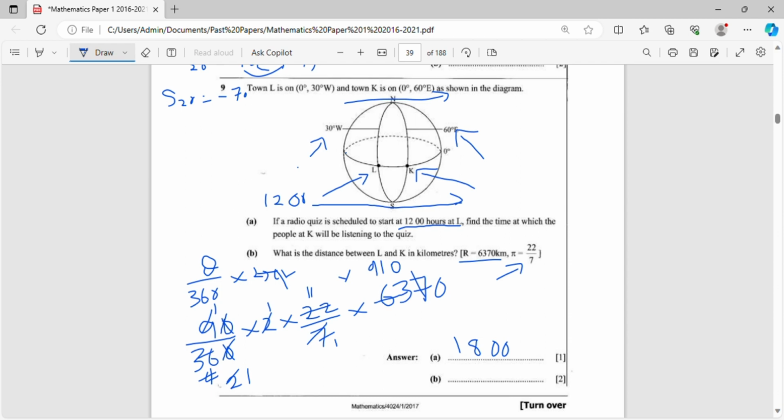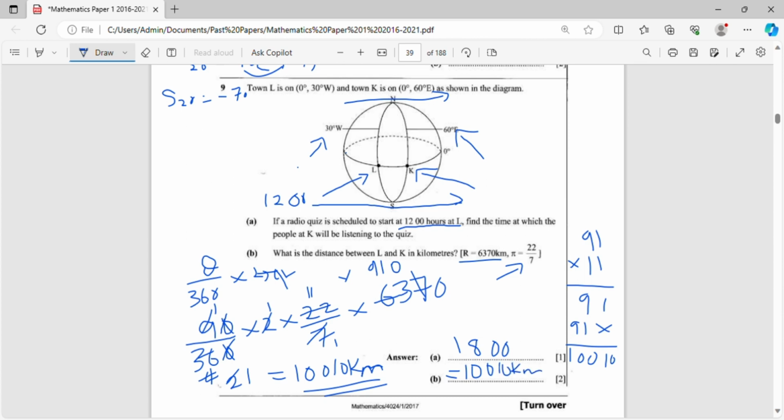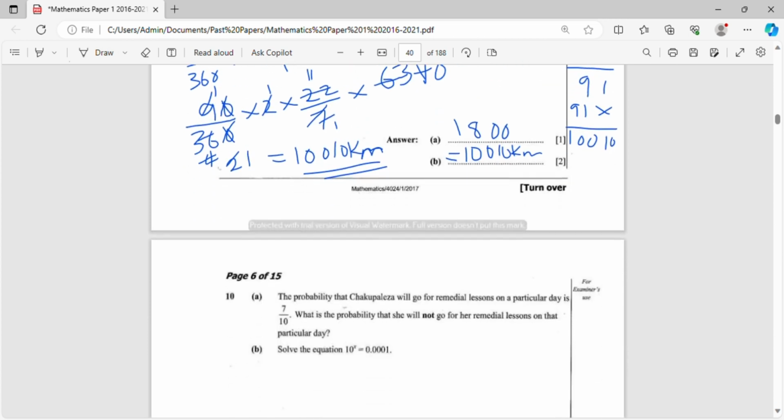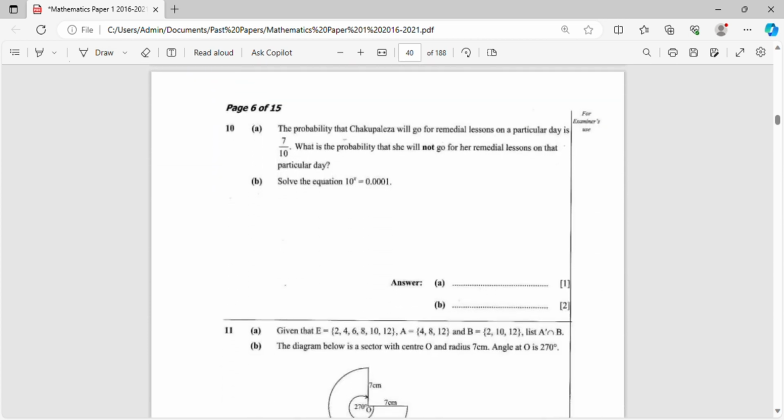So aside you can do your calculations: 910 multiplied by 11. When you multiply, our answer will probably be 10,010. So the distance will be 10,010 kilometers. So your final answer will be 10,010 kilometers. We'll move on to the 10th question, which is part A, on probability.